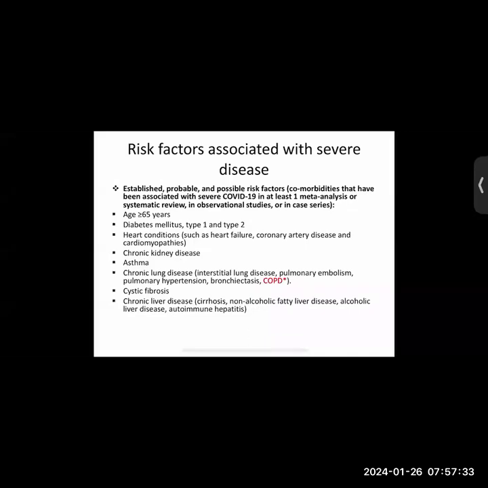Now, there are some risk factors which are associated with severe disease. Like in our patient, we can categorize that the patient actually has a severe disease. But other established risk factors associated with severe disease include age, people greater than 65 years, patients with diabetes, asthma, chronic lung disease, fibrosis.